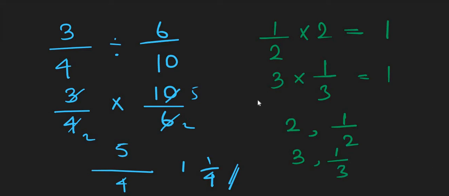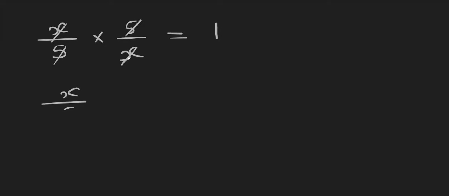Now let's consider some examples. Look at this example: x over 5 can be multiplied by 5 over x, so that our answer is 1, because x and x will get cancelled off. 5 can be cancelled again, so I am left with 1. Therefore, I can say the reciprocal of x over 5 is 5 over x. Let's solve some examples and see how we can apply this concept in finding solutions for algebraic fractions.